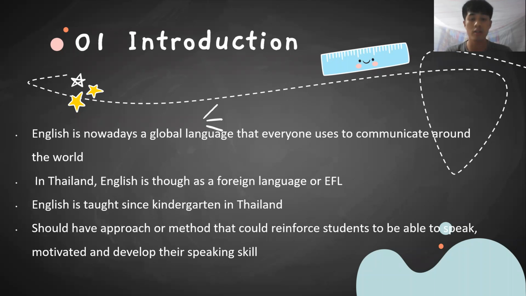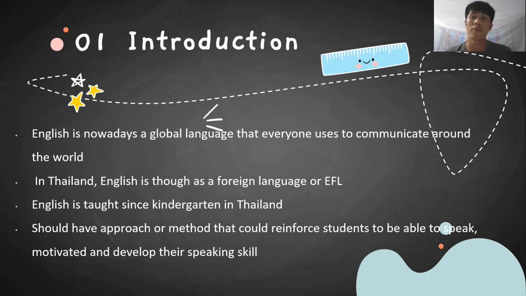So for the introduction, nowadays we can say that English is a global, international language that everyone uses to communicate with each other. When we want to travel abroad, we have to use English to communicate. So it is very important to be able to use and know English very well. Furthermore, English is widely used in academic contexts, for business, for hotels, and for the healthcare system, which relates to English very much.